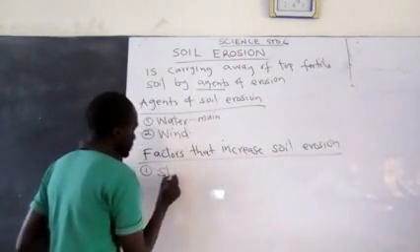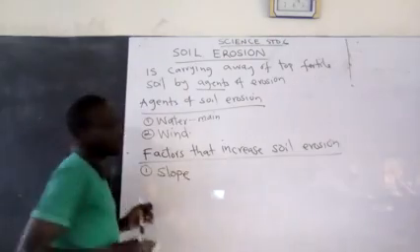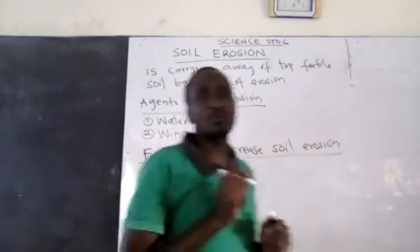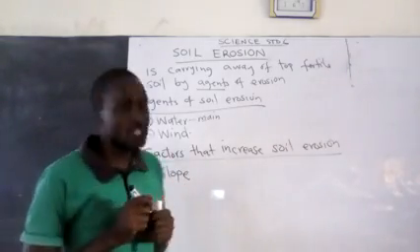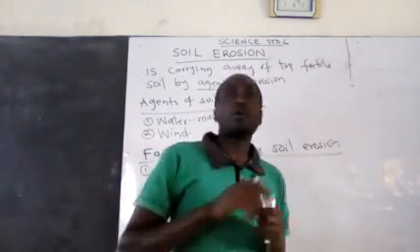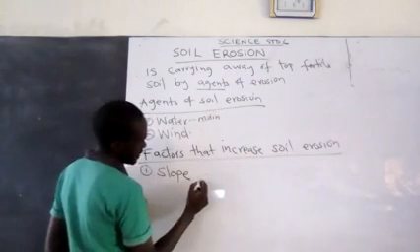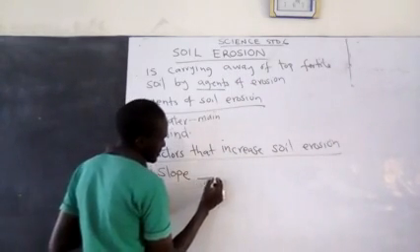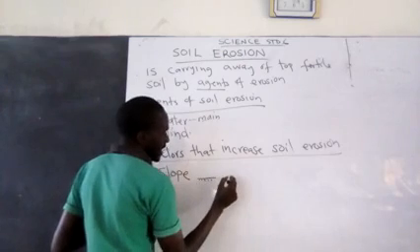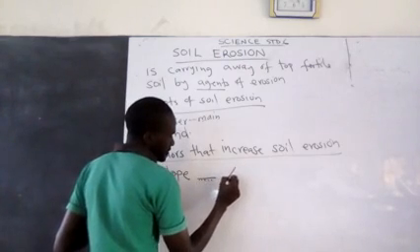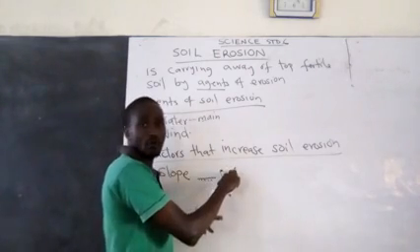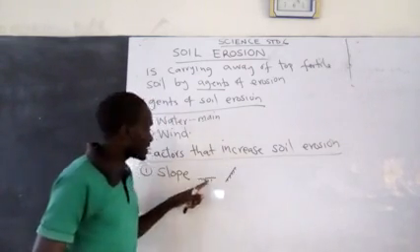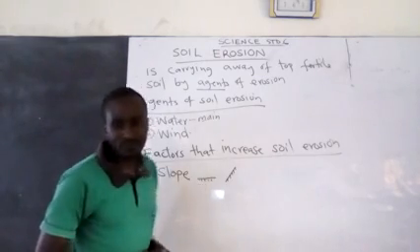Slope. When you talk of a slope, we mean a steep slope. For example, soil erosion is common on steep slopes like mountains. Or for example, if you look at this land which is flat, and this land which is sloping. Soil erosion is common here compared to this one.